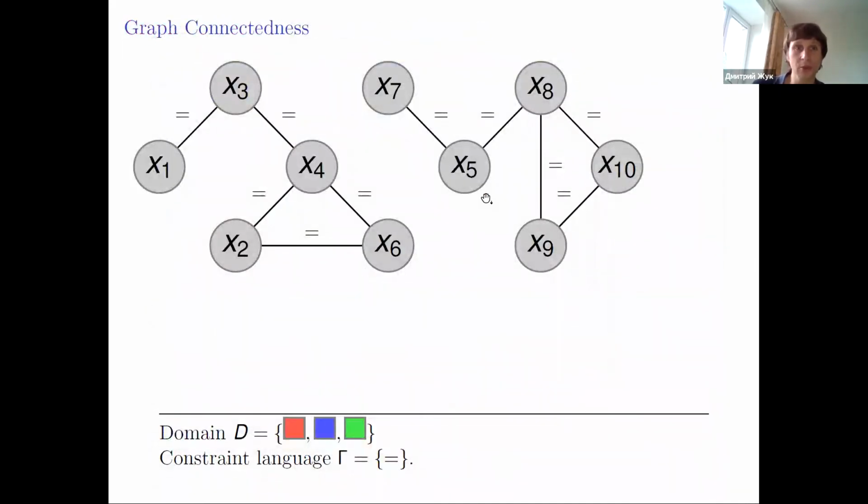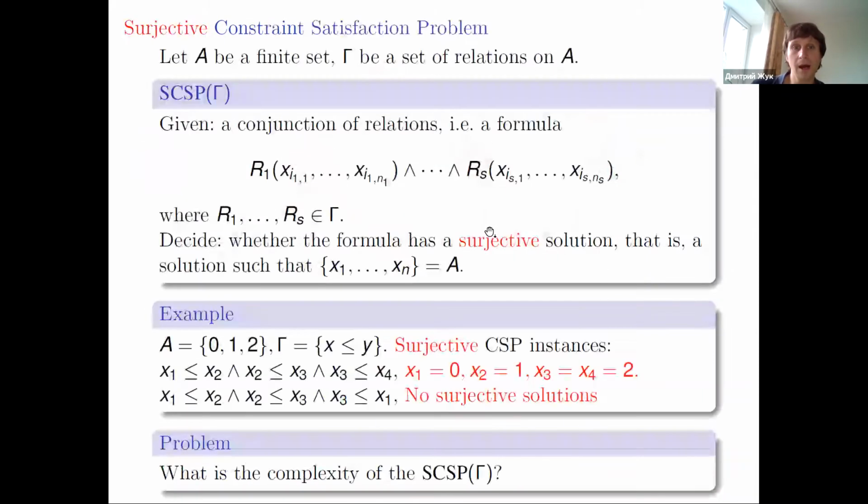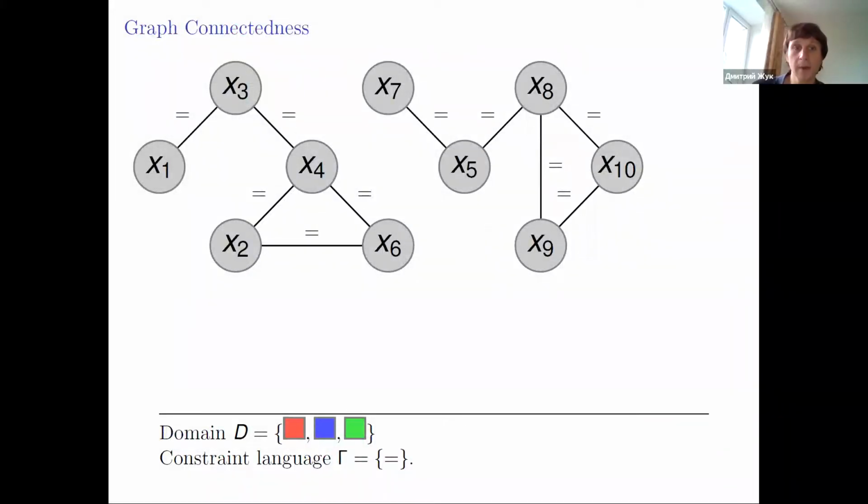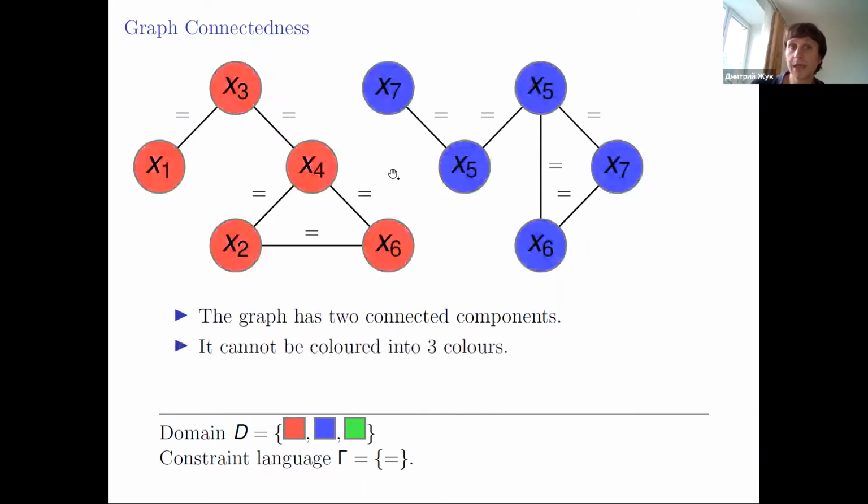But first, I want to show you two simple examples, and probably they're also natural. And the first example is like this. Again, if you consider a 3-element domain, and we have just one predicate, equality, in the constraint language, then any instance can be viewed as a graph. And for example, this graph has just two connected components. So it can be colored into 2 colors, but it cannot be colored into 3 colors. So it means that this instance has no surjective solution. Yeah, and also it's clear that this problem is easy.